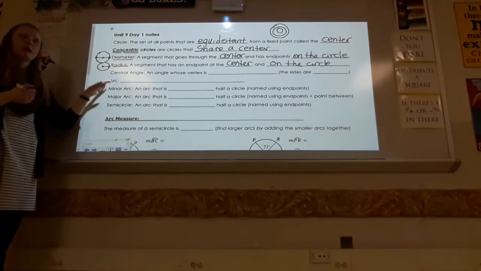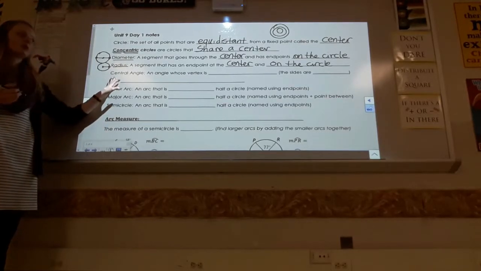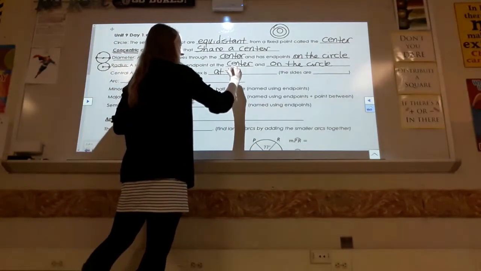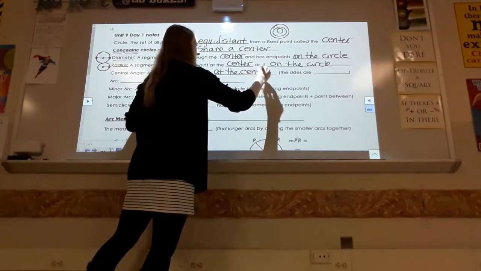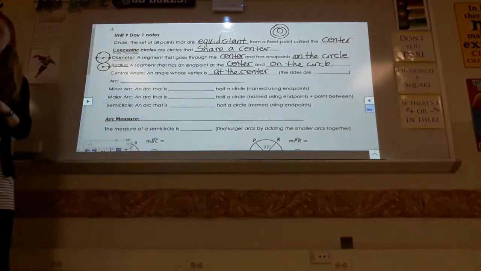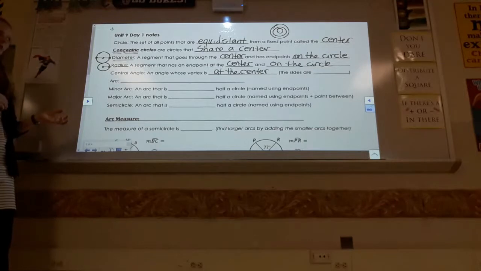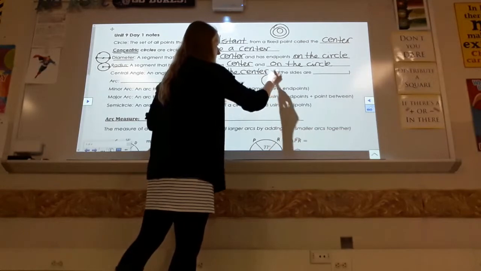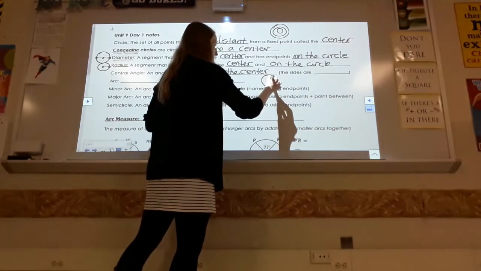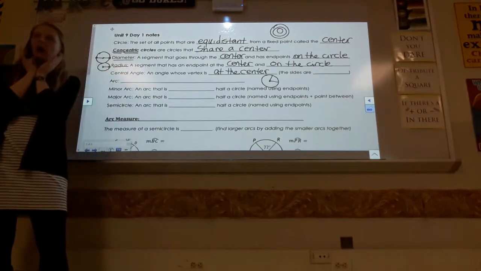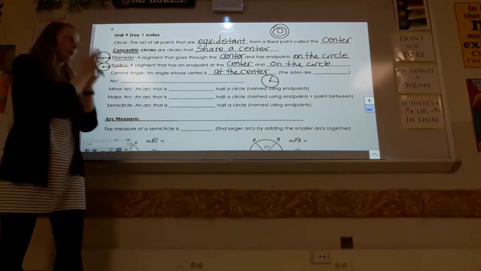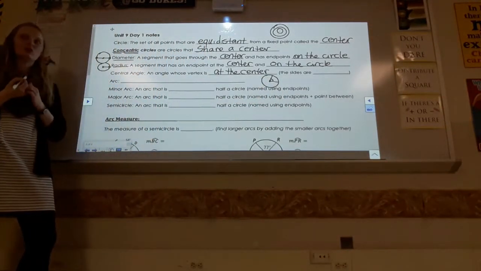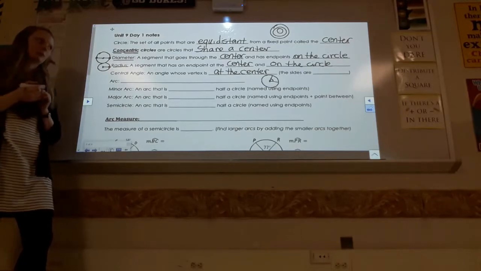Alright, some new words you may never have heard of. We have something called a central angle. A central angle is an angle whose vertex is at the center. The vertex of this angle is going to be inside of the circle, and it's called a central angle because the vertex is at the center. So I'm going to draw a little picture right here. If I draw a circle, and I have the center right here, it's like a piece of a pie, or a pizza. If you cut out a slice of pizza, this little angle right there at the center, that's called a central angle because it comes from the center.